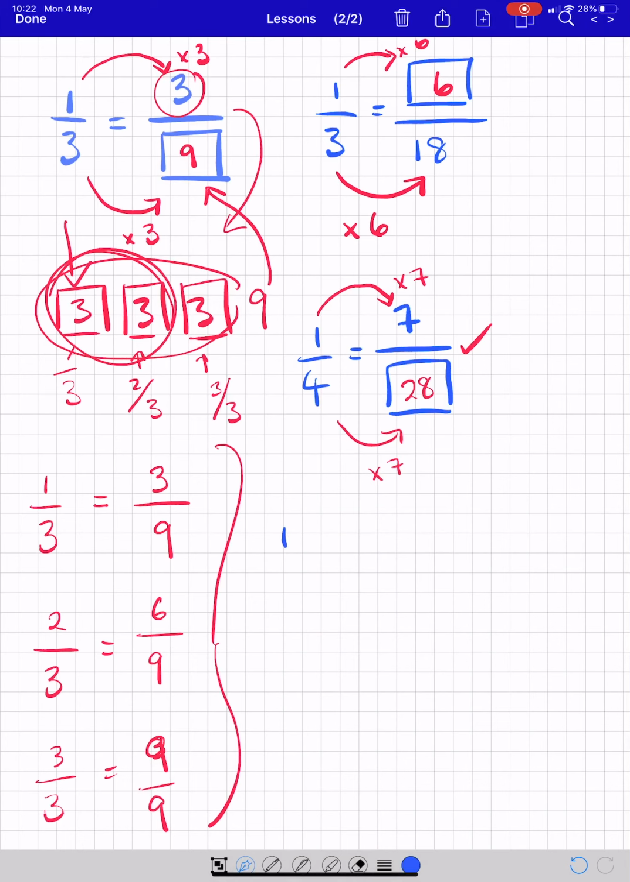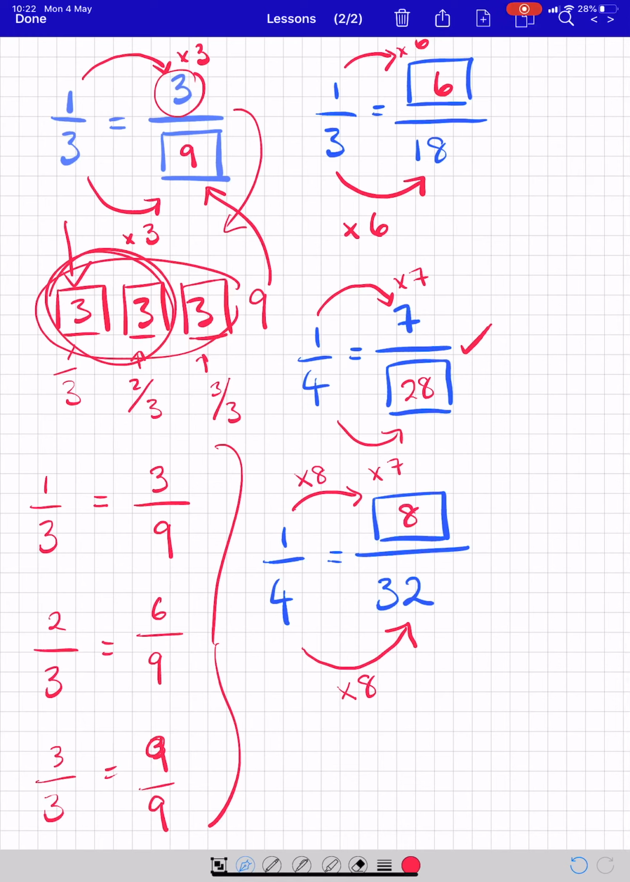And finally, if we had a quarter and we have a missing top number, we'll put 32 on the bottom. Okay, so if you get something like this, you have to think, what did I do to 4 to get to 32? Well, 4 times 8 is 32, so 1 times 8 must be 8. Okay, and it's 8/32, and it's the same as a quarter, because if I had four boxes and they all had 8 in, it would make 32. Okay, so it's just 1 out of 4.